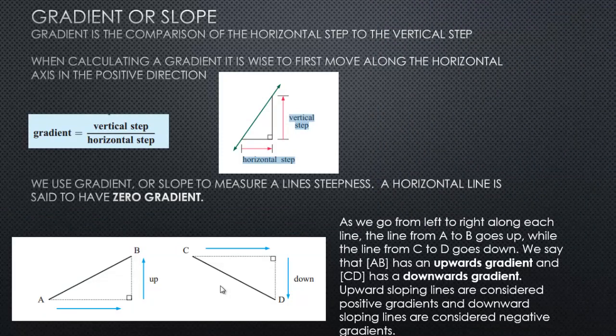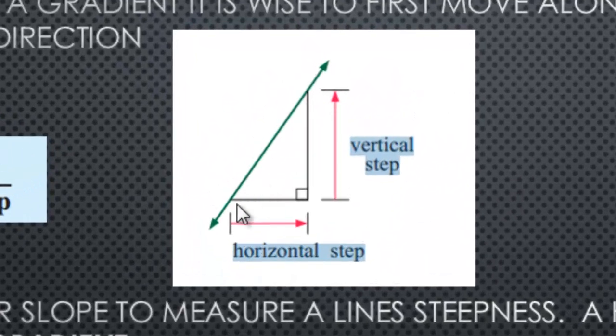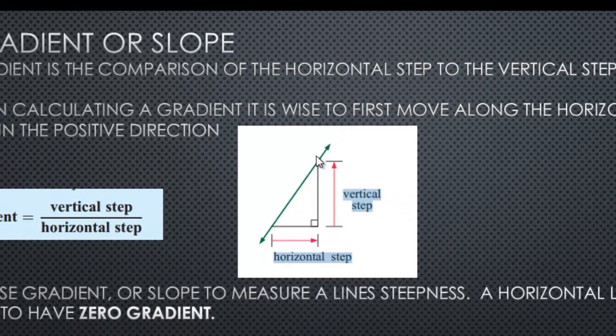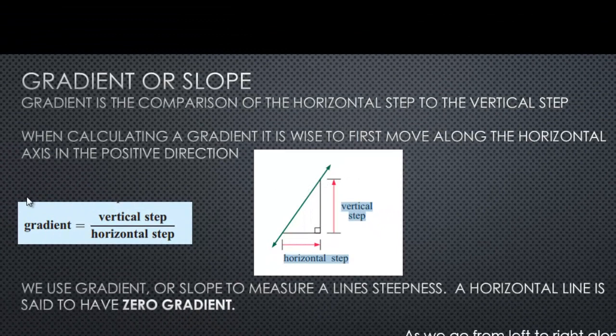So the last thing that we want to look at is the gradient or slope of the line. So gradient is the comparison of the horizontal step to the vertical step. So how far you're going across versus how far you're going up. So when you're calculating the gradient of your slope, it's wise to first move along the horizontal axis in the positive direction. So we start here and move to the right, start here and move up. And then when you're actually going to do the calculation, it is the vertical step divided by the horizontal step. And we use gradient or slope to measure the line steepness.